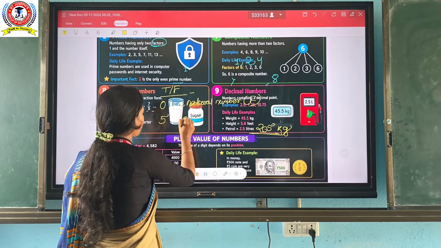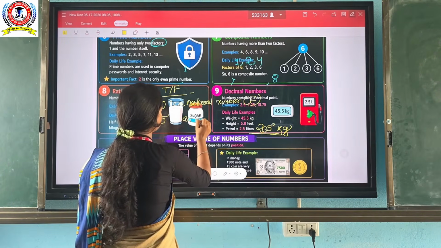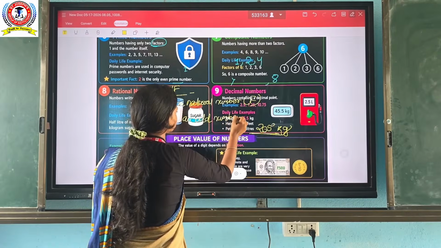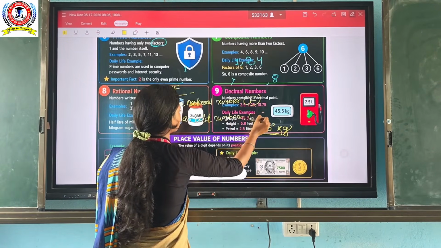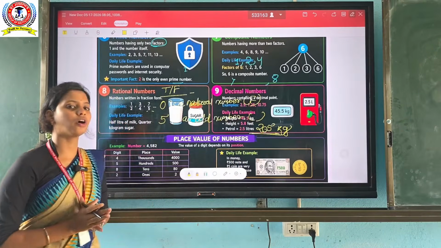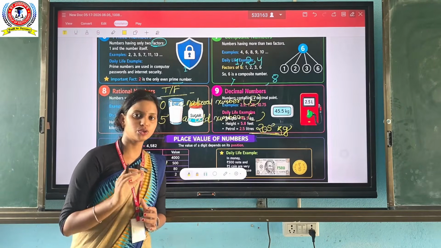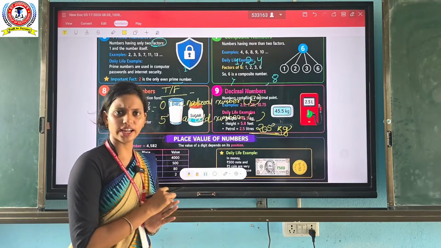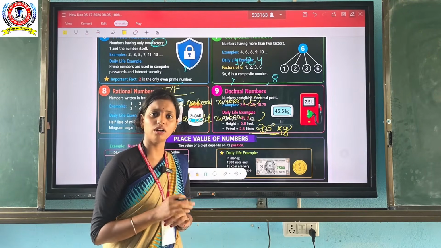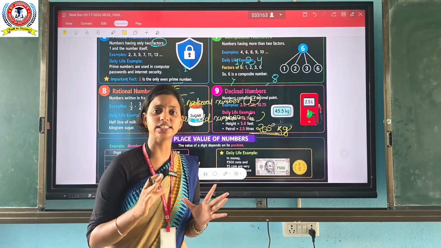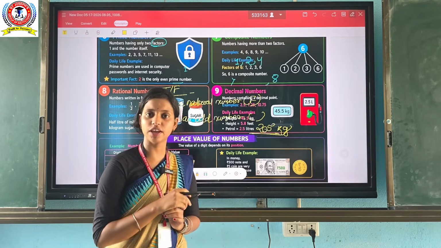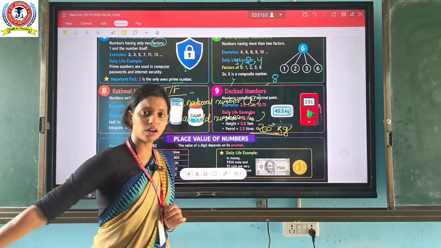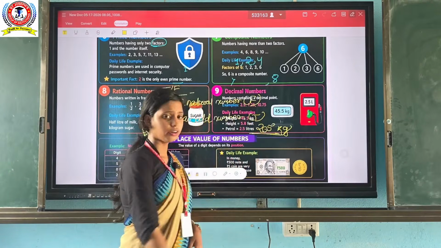5 is an odd number. Is it true or false? 5 is an odd number. What was the definition of an odd number? The definition was: the number which ends with 1, 3, 5, 7 and 9 is known as an odd number. So 5 is an odd number, so it's true.